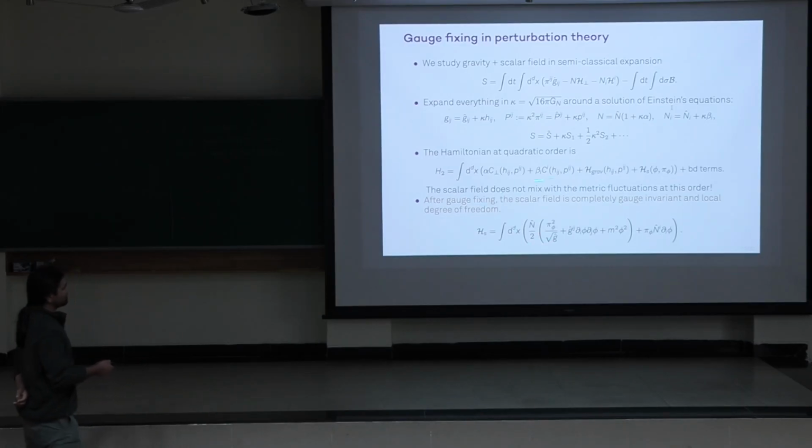All right. So the point is that once you fix the gauge completely, the scalar field is a local degree of freedom at this order. If you were to go to the cubic order, then it's true the scalar field will talk to the metric fluctuations, but then I will further expand phi as some phi hat plus kappa phi 1. That phi 1 will again be a local degree of freedom. That only talks to the background. So at any order in perturbation theory, you will have a remnant scalar field part which is local.